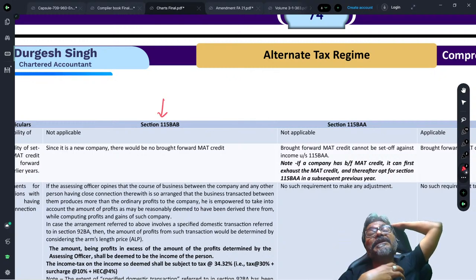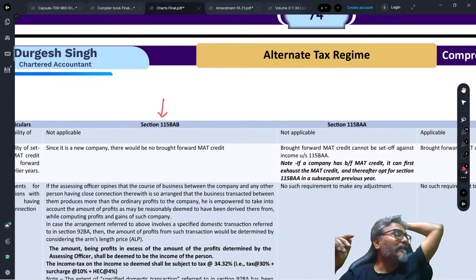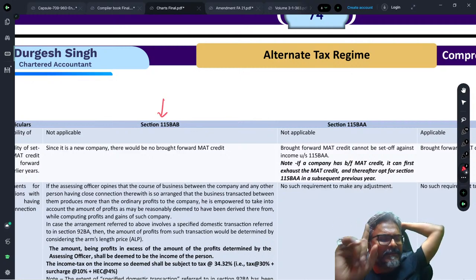So if I'm an existing company and up till now I have opted for the normal provision and therefore I have got a lot of MAT credit at my disposal, I should be looking at utilizing my MAT credit against my normal tax. So I should not opt for 115BAA till the time I have utilized my MAT credit. That is, as a principle, I should be very clear on this. And the second one, students, would be that once the MAT credit has been exhausted, thereafter I can opt for 115BAA. That is possible. This is the first special point.